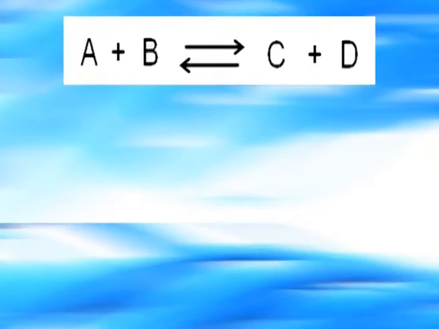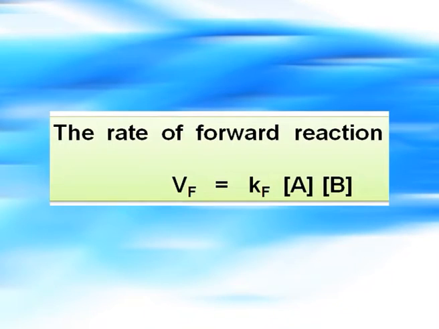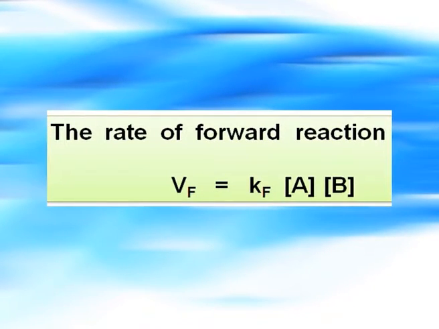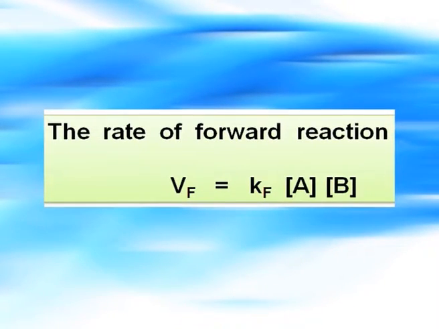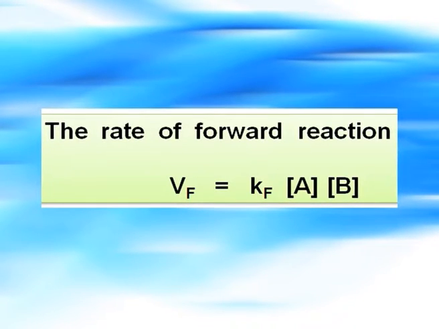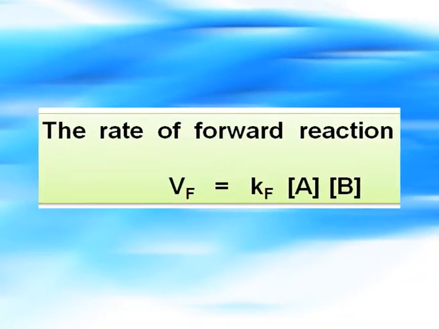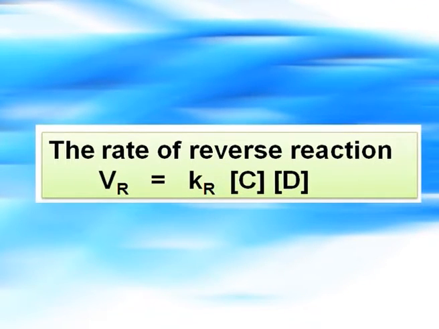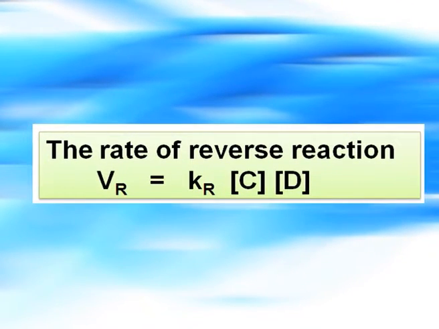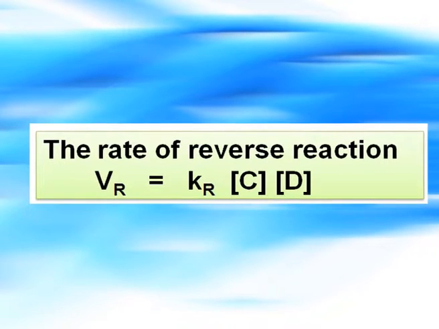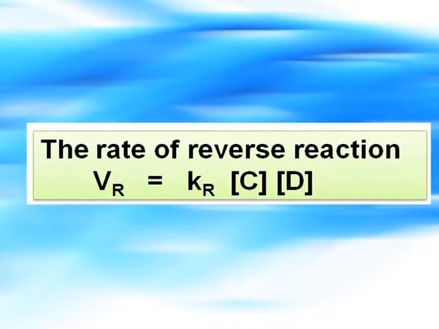In a simplified chemical reaction where A and B reversibly combine to form C and D, the rate of forward reaction Vf is expressed as Kf times concentration of A times concentration of B, where Kf is the velocity constant of forward reaction. Similarly, Vr, the rate of reverse reaction, can be expressed as Kr times concentration of C times concentration of D.